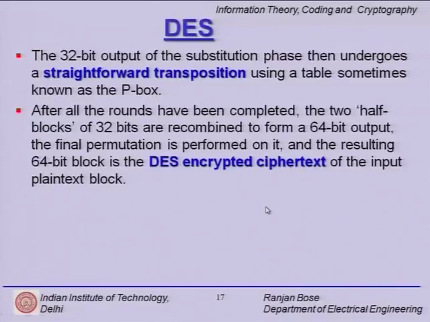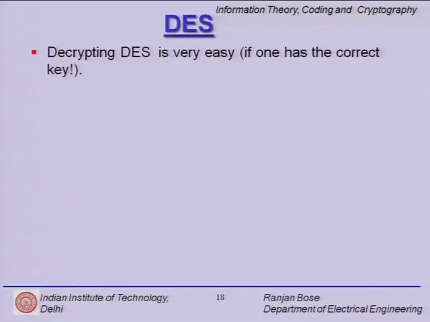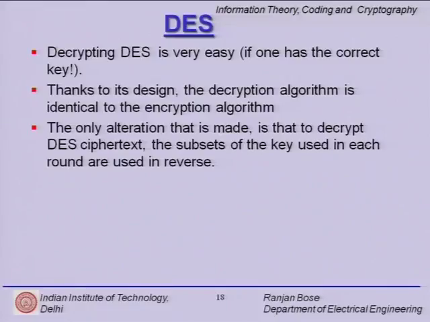Okay. So, this series of steps can be encoded into a computer program very easily. The decryption part is quite easy, provided you have the right key. Thanks to its design, the decryption algorithm is identical, but in the reverse order of the encryption algorithm. So, whatever we do, splitting, combining, substitution, we can undo in the decryption process. The only alteration is that to decrypt DES ciphertext, the subsets of the key used in each round are used in the reverse order.